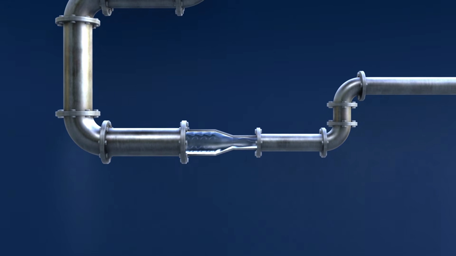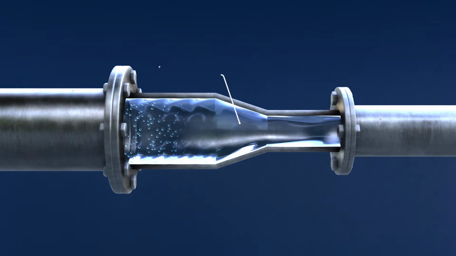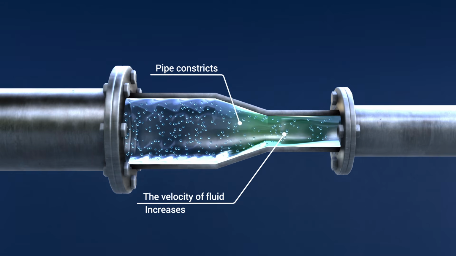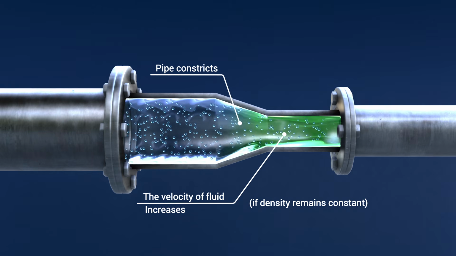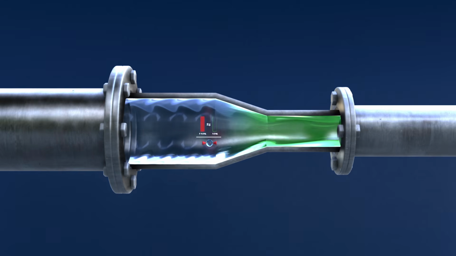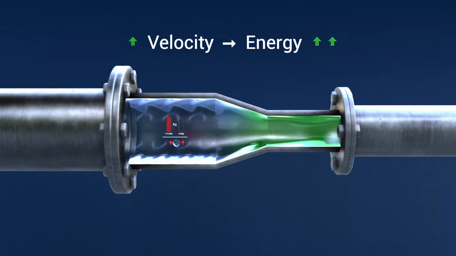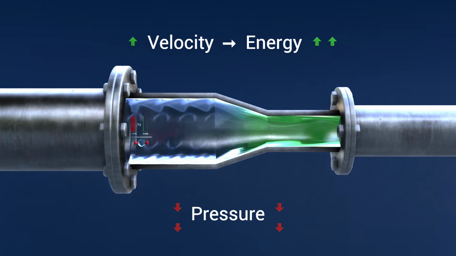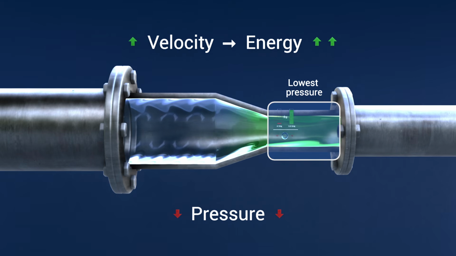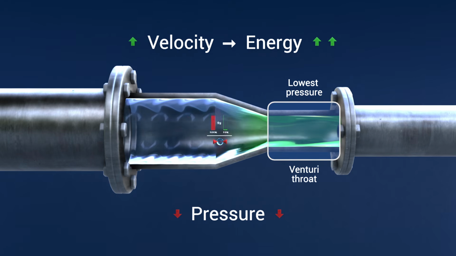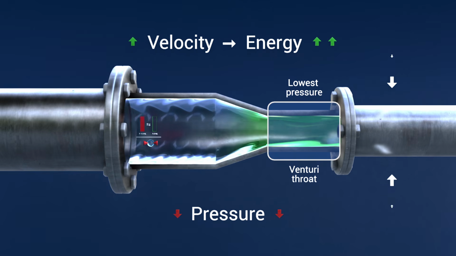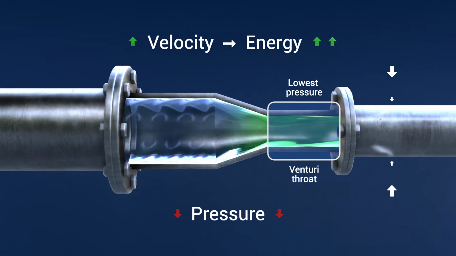Let's imagine forcing a liquid through a narrow opening in a pipe. As the pipe constricts, continuity requires the velocity of the fluid to increase if density remains constant. If no energy is added or removed from the system, Bernoulli's equation predicts that this increase in kinetic energy must be accompanied by a decrease in static pressure. As the pipe constricts, this creates an area of lowest pressure at the narrowest section of the pipe, known as the Venturi throat, which entrains or pulls in the surrounding atmospheric air. This is known as the Venturi effect and is something we will discuss later on in the video.